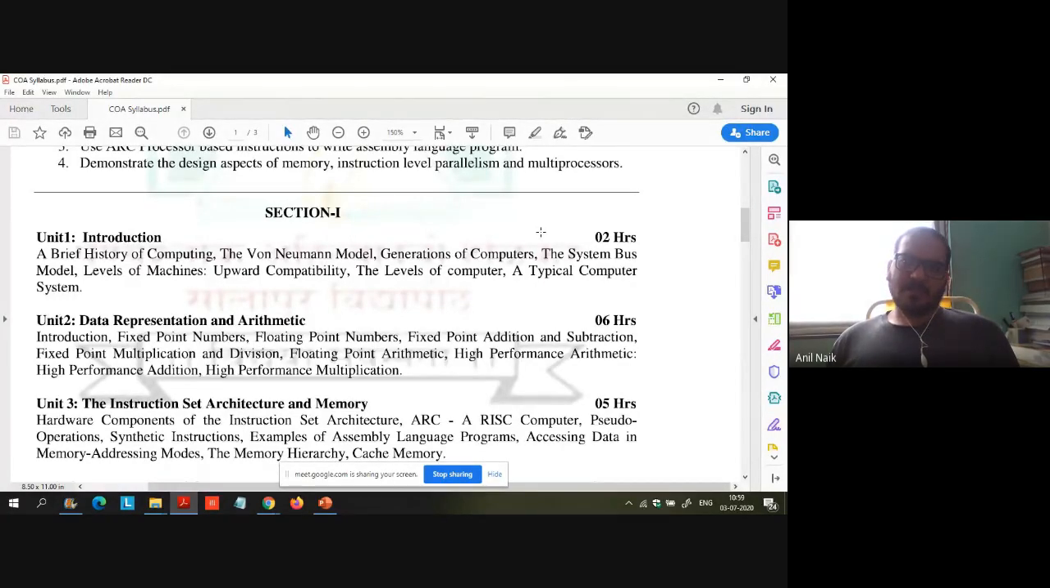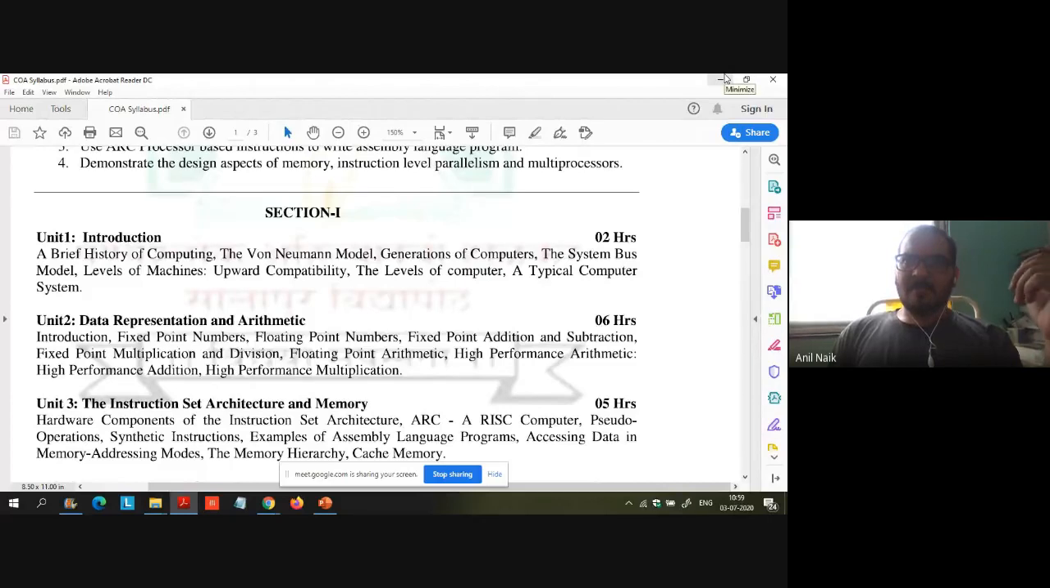Even nowadays we call it fifth generation or sixth generation computers. Then sixth, system models, the different levels of machines, levels of computers. Then in the second chapter, we'll study different data representations and arithmetic operations: data representations, fixed point numbers, floating point numbers, and here we'll study algorithms.